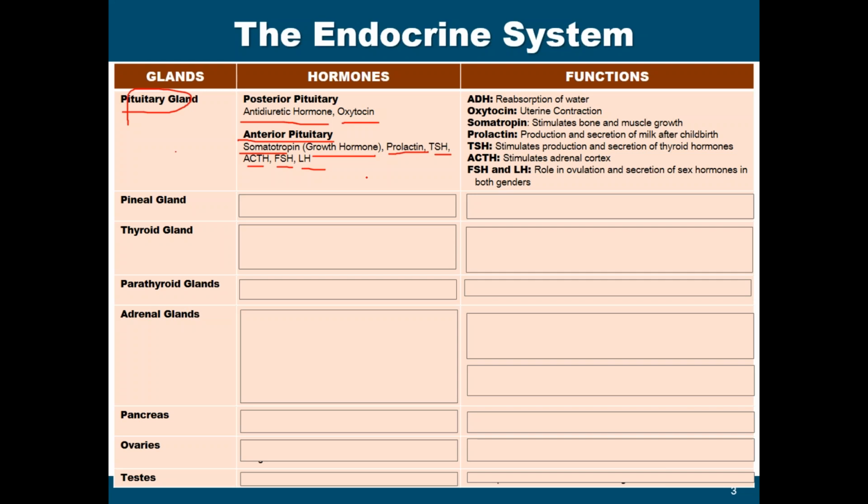Now, the function of ADH, or antidiuretic hormone, is for the reabsorption of water. So it tells the kidney to reabsorb the water so that it leads to water retention.